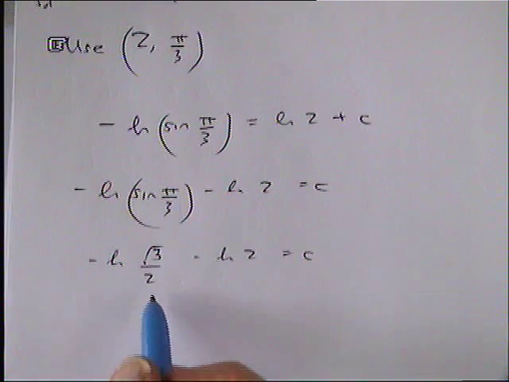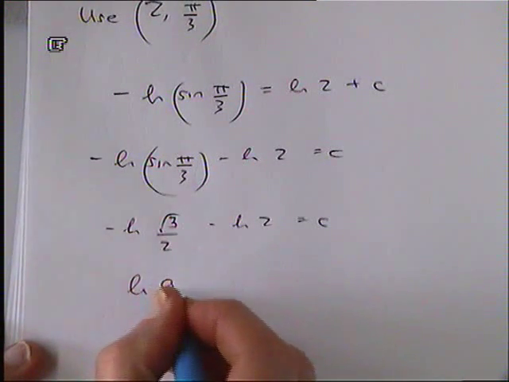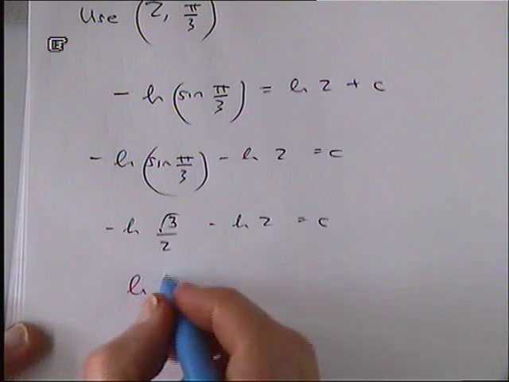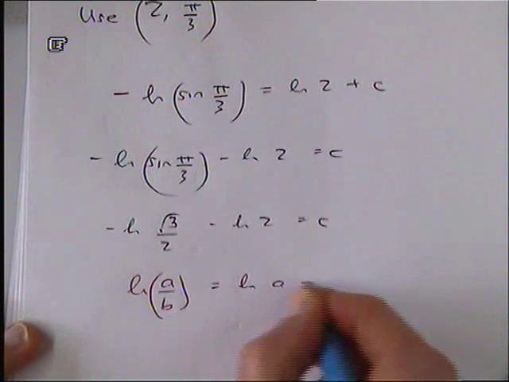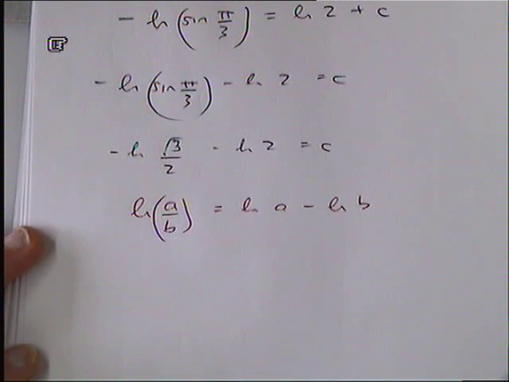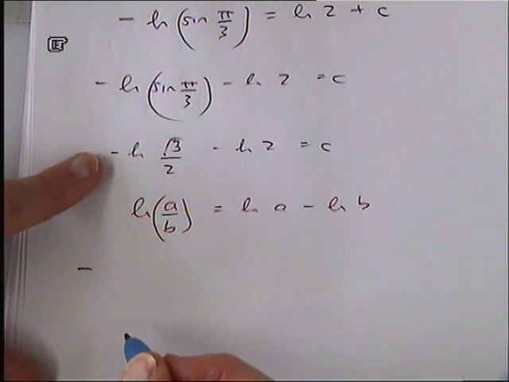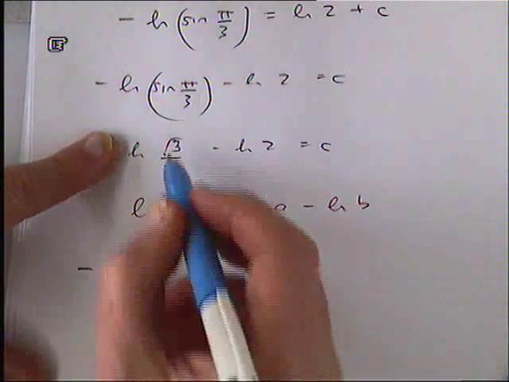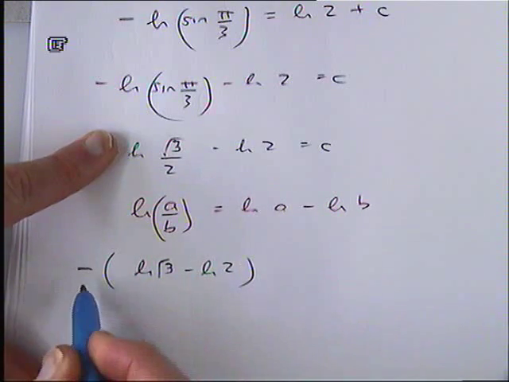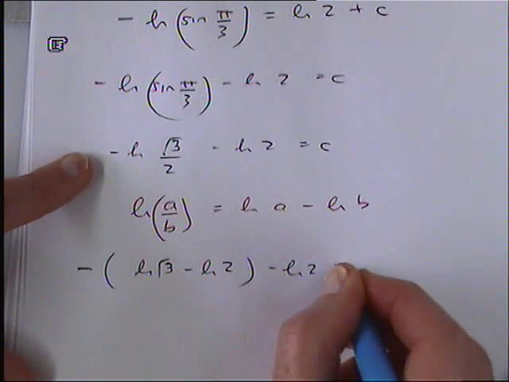Think of laws of logs. We've got here log of something over something. We've got here log of a over b. You should know a different way of writing that. Log of a minus log of b. Okay, good. So lots of things from your past are coming together here. So this thing here, I'm going to put that minus sign down, and then I'm going to do this to that. So that's log of root 3 minus log of 2. That minus sign applies to the whole bit there. Then I've got minus log of 2 equals c.